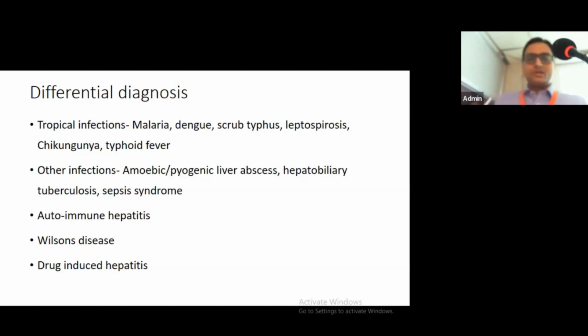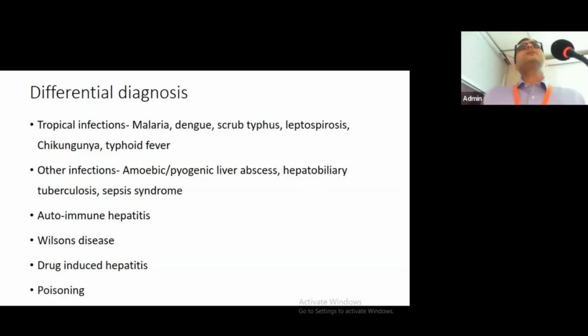And then one important thing you have to ask in young individuals is whether they are taking any protein supplement, those who go to the gym and do heavy workouts, because these protein supplements are known to contain contaminants that cause hepatitic illness. So these things have to be specifically asked in the history.